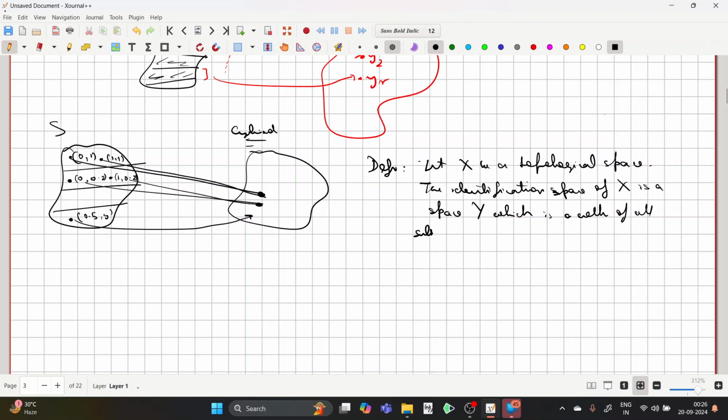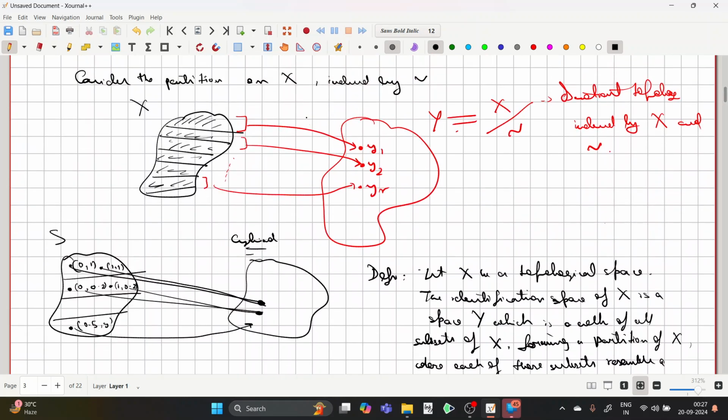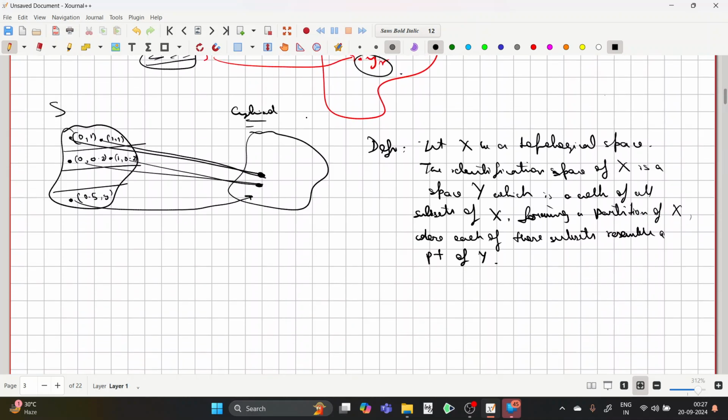subsets of X forming a partition of X, where each of these subsets resembles a point of Y, right? And that is exactly what we had explained here. So each of these subsets is being identified by a single point of Y, right? And so what should be the way out to do so?